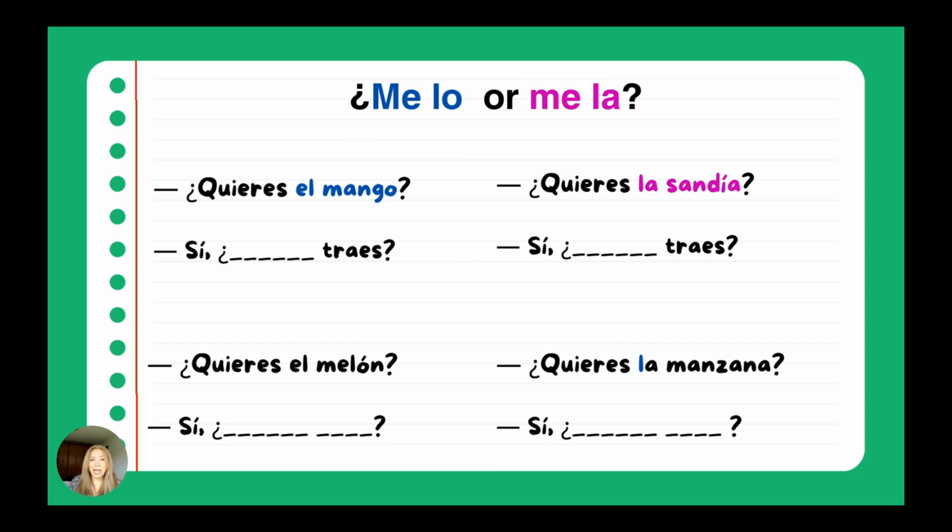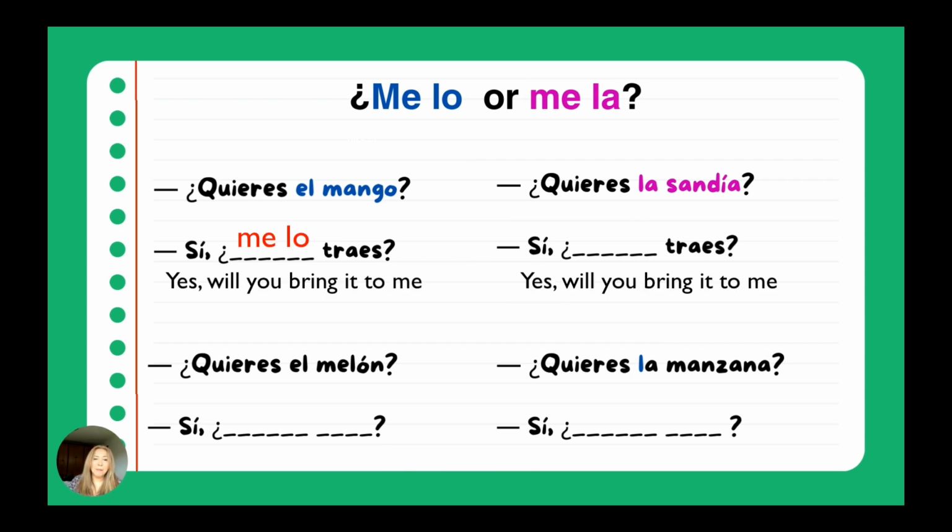Melo or mela. ¿Quieres el mango? Fill in the blank. So I hope you said me lo traes, singular. And in this case, el mango, that's singular and masculine. Me lo traes. And we put it right before the verb.